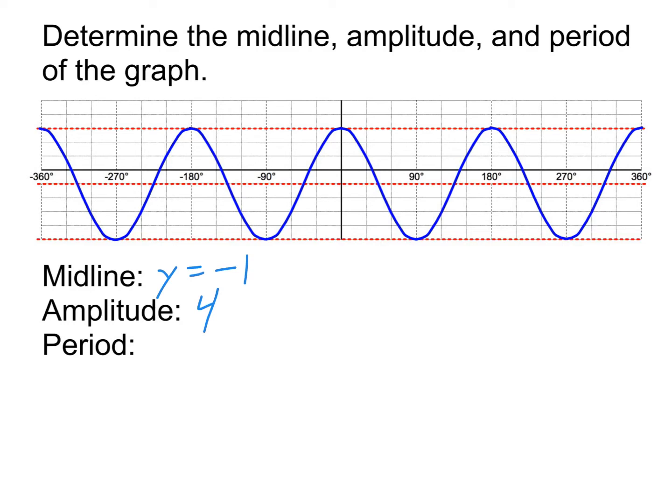All right, next up is the period. Now the period is how long it takes to complete one full cycle. On this graph you're looking at, you actually see many cycles. We're just going to pick one of them out.